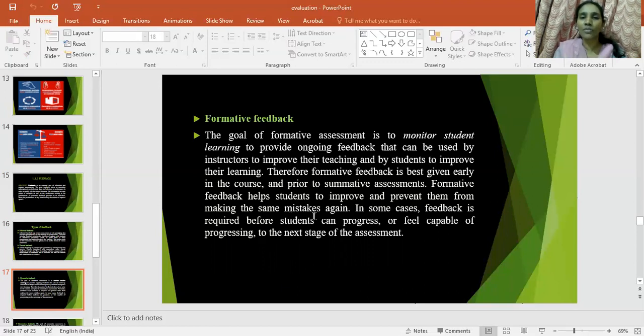So the goal of formative assessment is to monitor students' learning to provide ongoing feedback. So here the teachers are going to monitor the students to provide ongoing feedback that can be used by the instructors to improve their teaching and by students to improve their learning. Here the teachers as well as the students both are getting the benefits. If there are any mistakes in your teaching, then definitely you will improve your teaching. And if there is any mistake among the learners, then they will improve their learning. So that is formative feedback. While learning and while teaching, you get your feedback and you improve your teaching learning process.